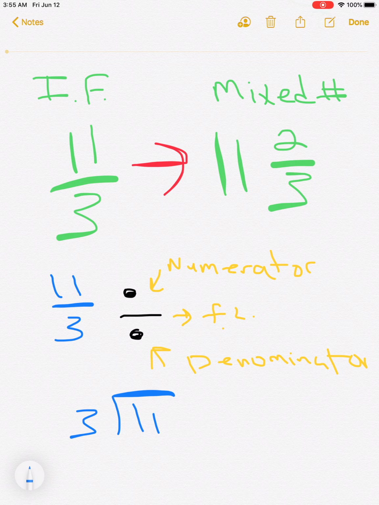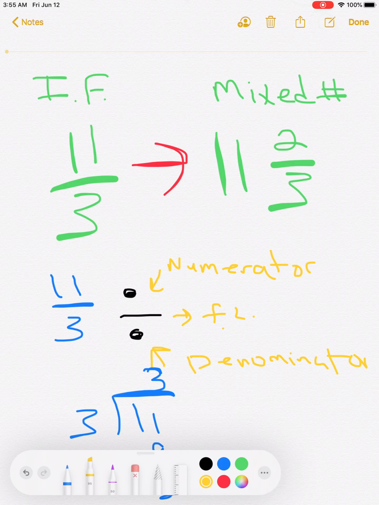So let's divide out. How many times does 3 go into 11? Let me see. 3, 6, 9, 12. 12 is higher than 11, so I have to go back. 3, 6, 9. So that's 3 times. 3 times 3 equals 9. And 11 minus 9 equals... I hope you said 2. We're done. We've already converted our improper fraction into a mixed number.